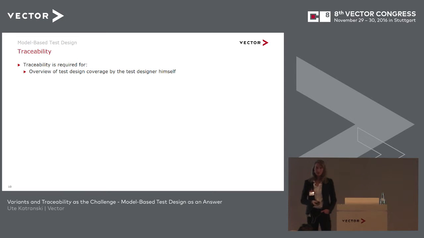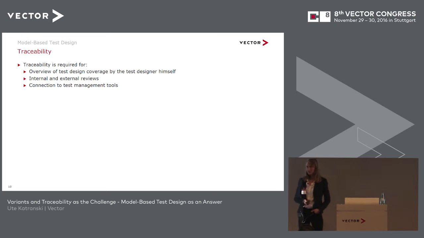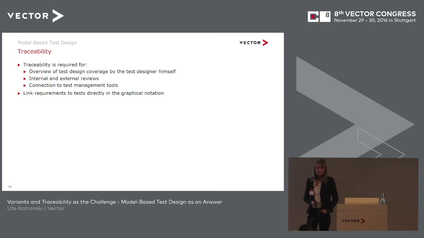But what do we need? Well, what else do we need? Well, we need traceability. The test designer needs to have an overview of what he has tested already, or whether something is missing. And I have internal and external reviews where I have to show, yes, my test coverage is sufficient. And then also, if I want to connect it to test management tools, then in my test design, I need to be able to prove that this test design covers these test cases.